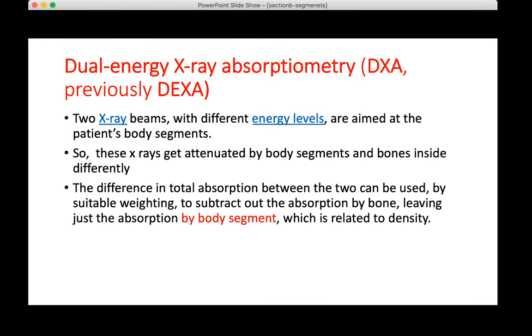When you know the density exactly, you can calculate volume and mass also. So this formula is generalized; it is applied in all methods. In this method we directly get the densities of different body segments. The difference in the total absorption between the two can be used, by suitable weighting, to subtract out the absorption by bone, leaving just the absorption by the body segment, which is related to density.